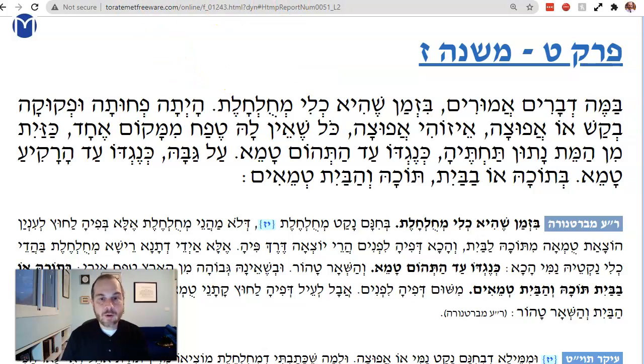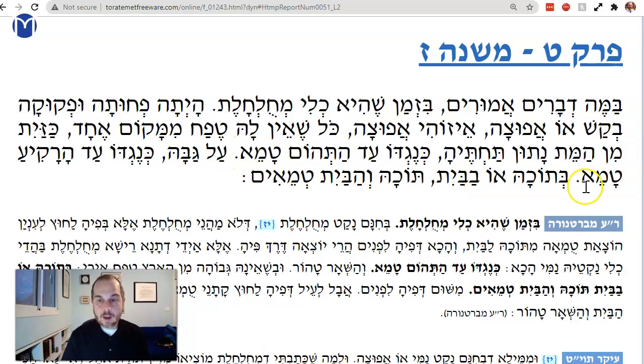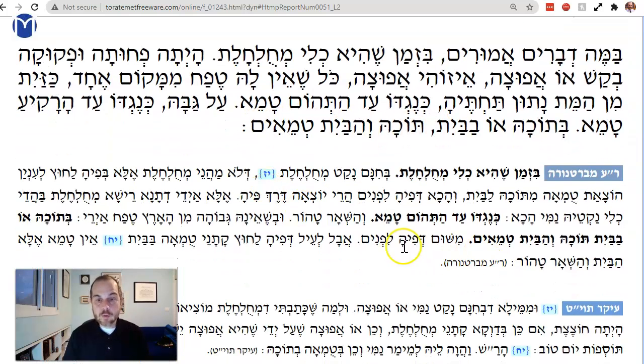Let's look at Rav Scheinberg's pictures here. It's not a tefach high. It can't transfer because it's not a tefach high, so it doesn't move it over. So therefore, if it's under, it goes down. If it's up above, it goes up, but it doesn't spread. And let's go back to the Mishnah. Betocha o babayit, but if it's in the house or in the kaveret, it's an ohel, tocha vehabayit tame'im. Why? Mishum de'piha lifnim. That's if it's tocha and the bayit.